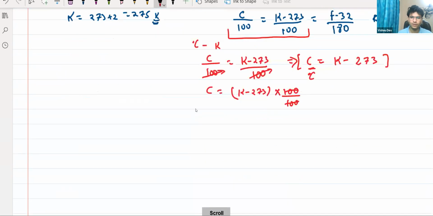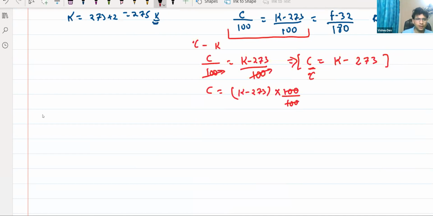So let us see one example. Sir, how does 100 cut? I didn't understand. See, cross multiplication. Now, 100 will go this side, 100 will go this side. What is 100 by 100? Tell me. Sir, one. So that's what I did now. Okay.